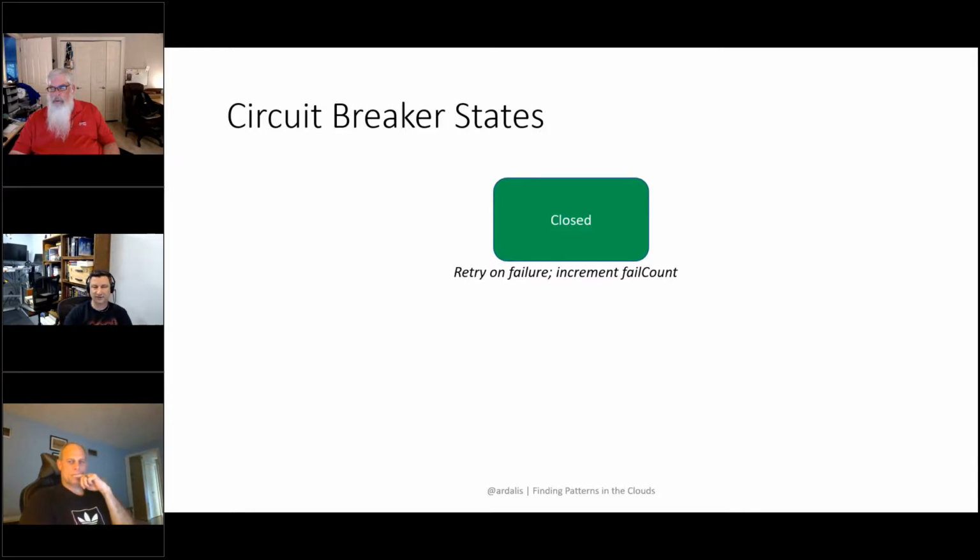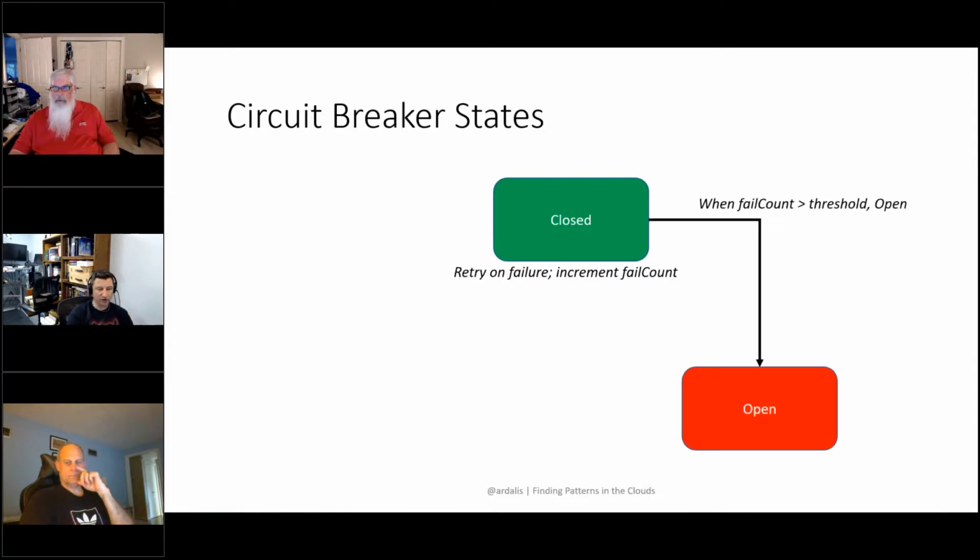And so the fail count is currently set to 0. Everything's great. But something bad starts to happen, right? The remote resource goes down. Now the fail count gets incremented, right? And there's a retry, right? So something didn't work, increment the fail counter, retry. Increment it again, retry. Okay, once the fail count exceeds a certain threshold, we're going to open the circuit breaker.